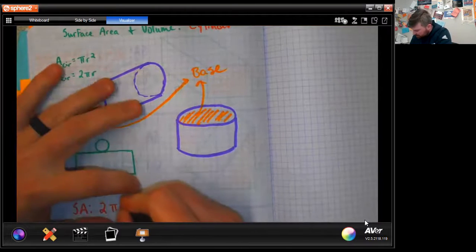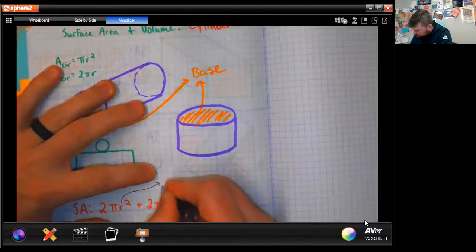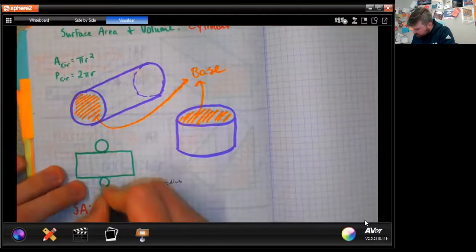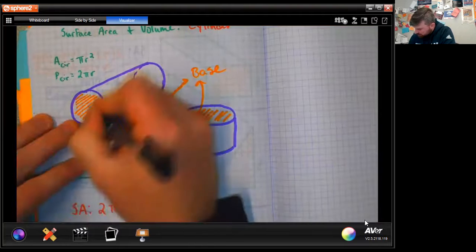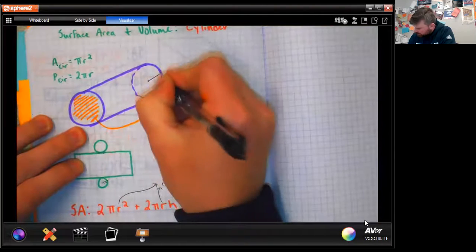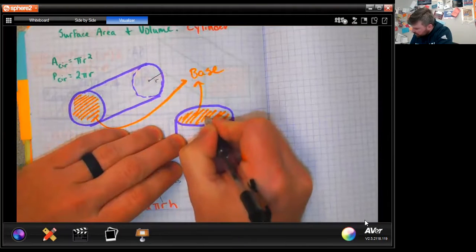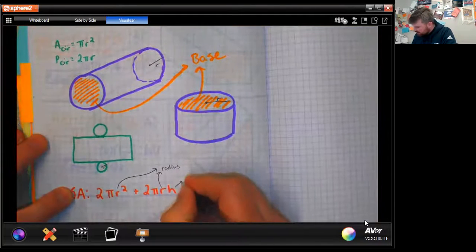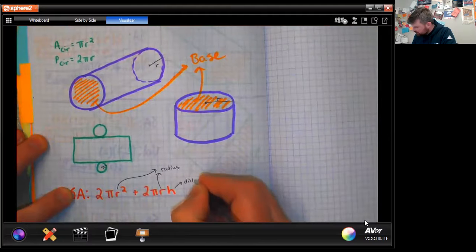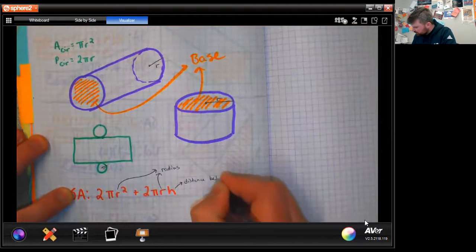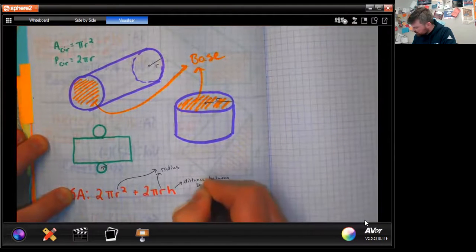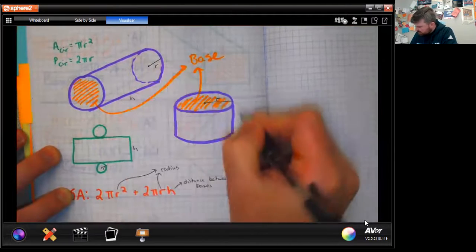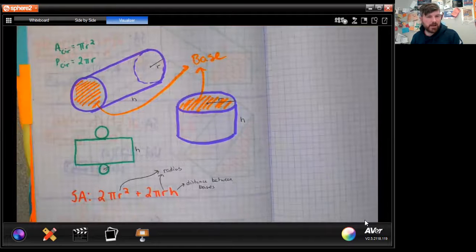So again, the r here is your radius. Okay, and the radius would be right here, r, or the radius might be right here, r, or the radius could be right here, r. All of those are the radius. And the height is the distance between bases. So this is your height, this is your height, this is your height. All of those are considered height.